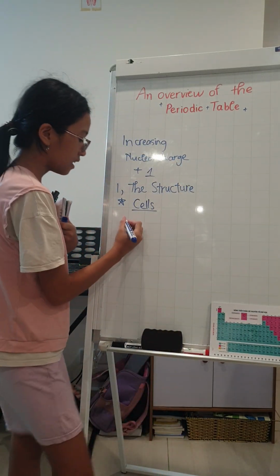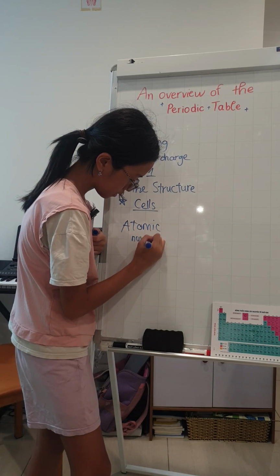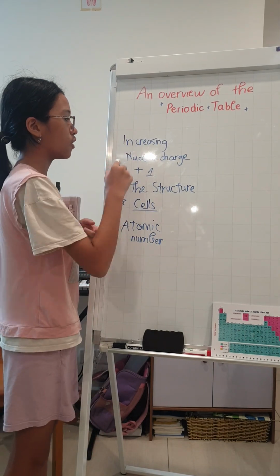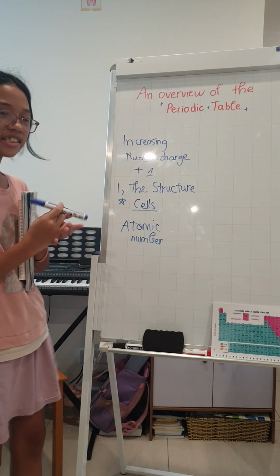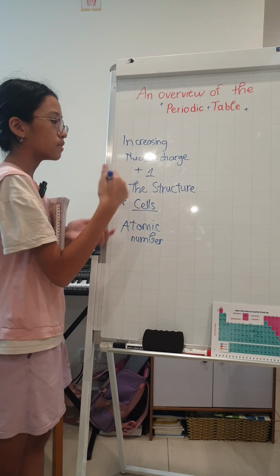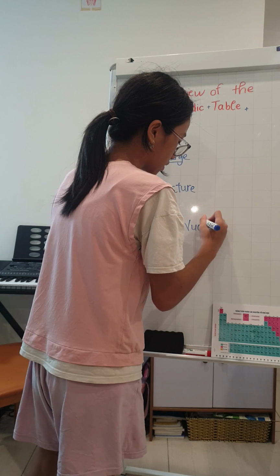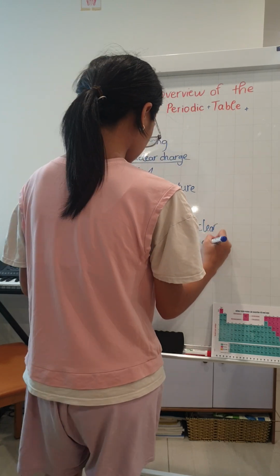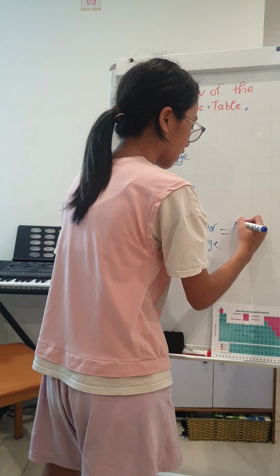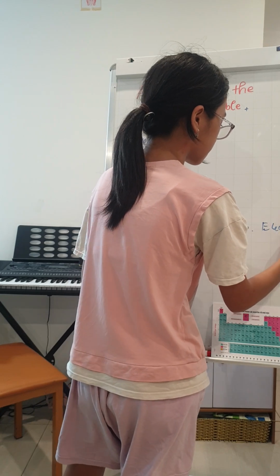Now, firstly, I'm going to explain to you again about the atomic number. This might be related to the arrangement here. When I say that the periodic table is arranged in increasing nuclear charge, the nuclear charge here is the atomic number. The atomic number is the nuclear charge. And the nuclear charge means the number of electrons in an atom.